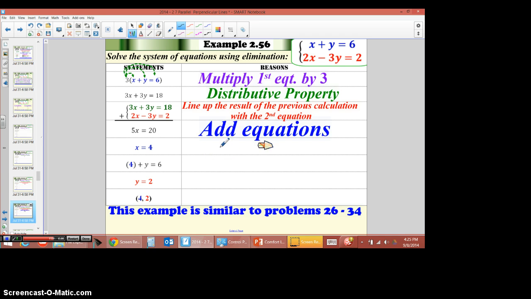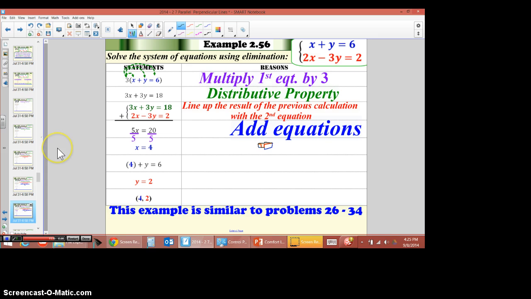I add the two equations together. We end up with, see how the y's just kind of disappear? 3y minus 3y, gone. 5x equals 20. I divide by 5, and I get x equals 4.